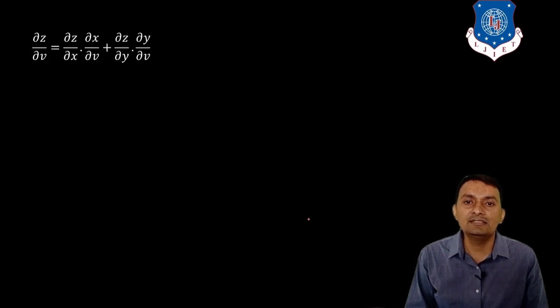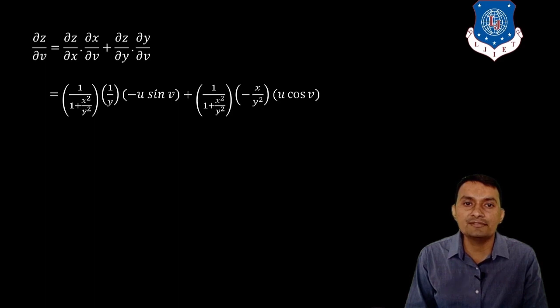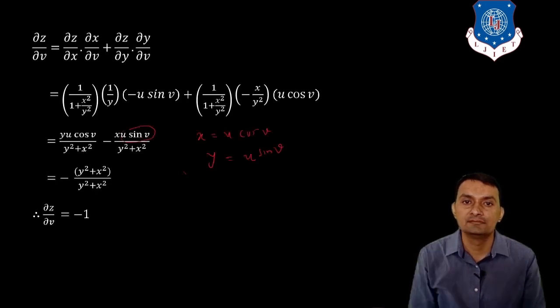Now look at another. Again we want del z by del v. The same procedure we are going to follow here. Whenever you simplify, what you are going to get is 1 divided by x square plus y square divided by y square. But y square can be written here and divided by y, so 1 by y is there. And this is minus u sine v.